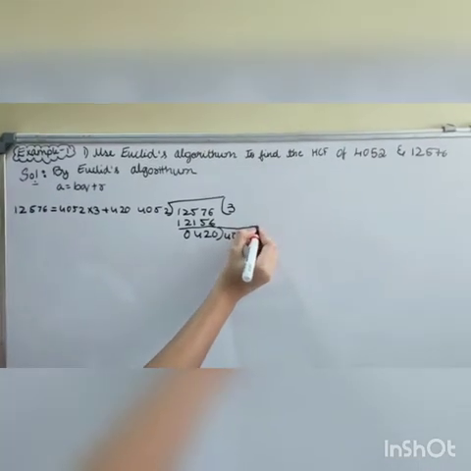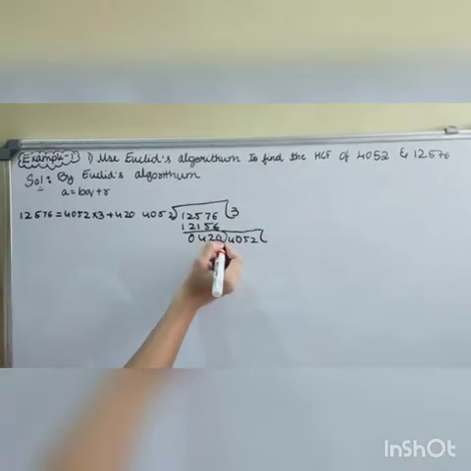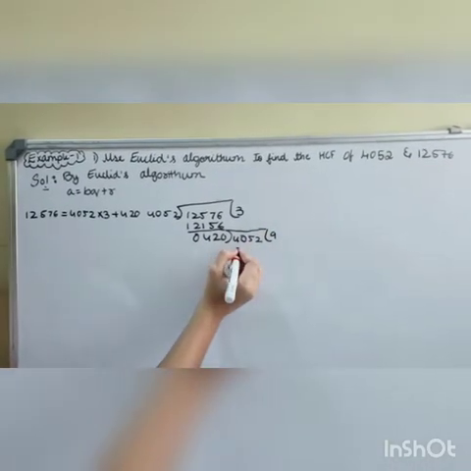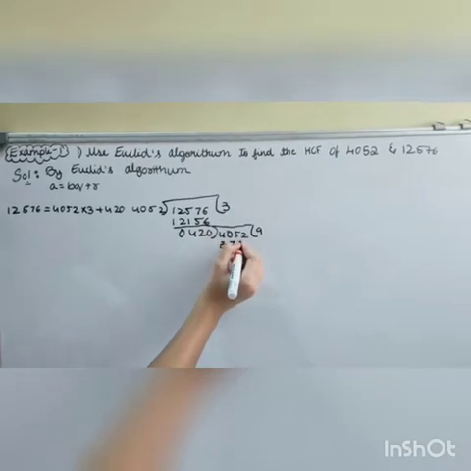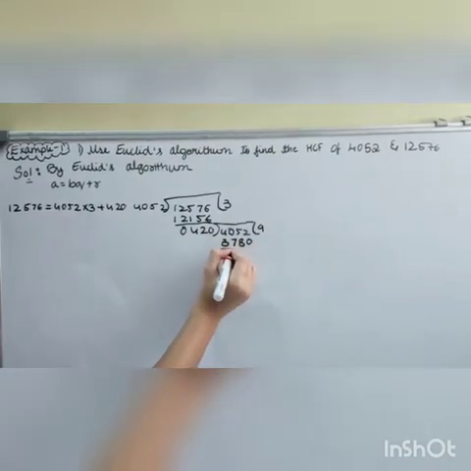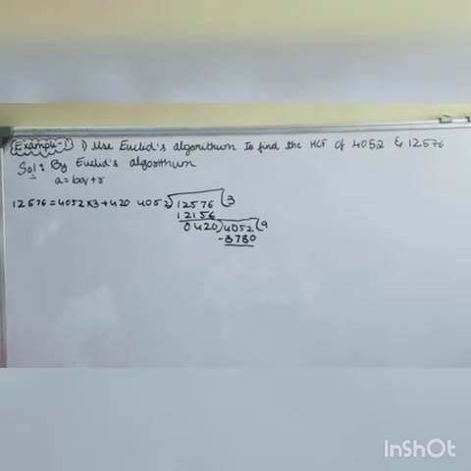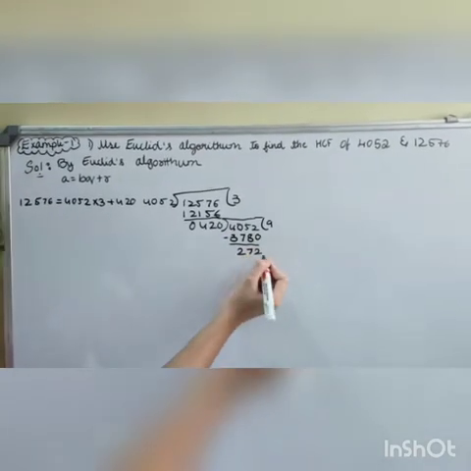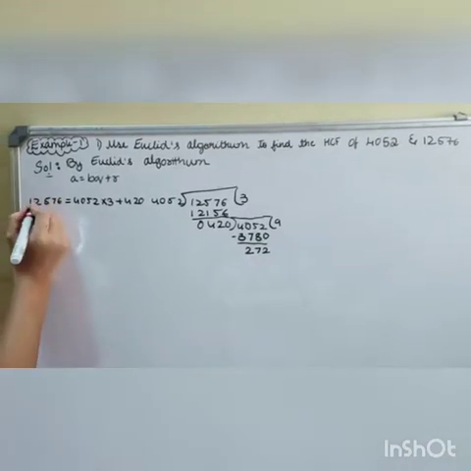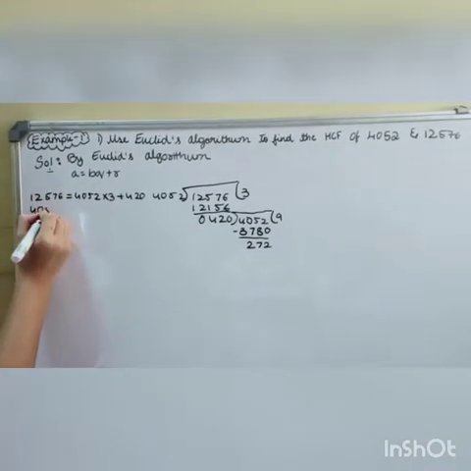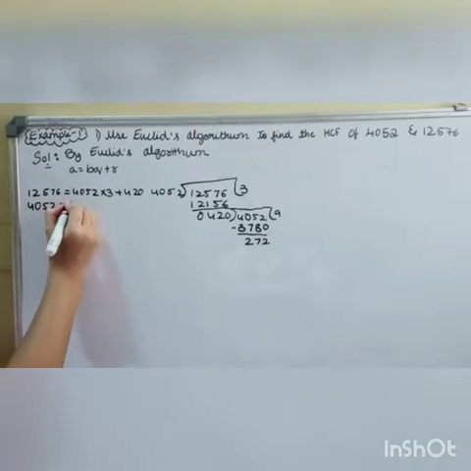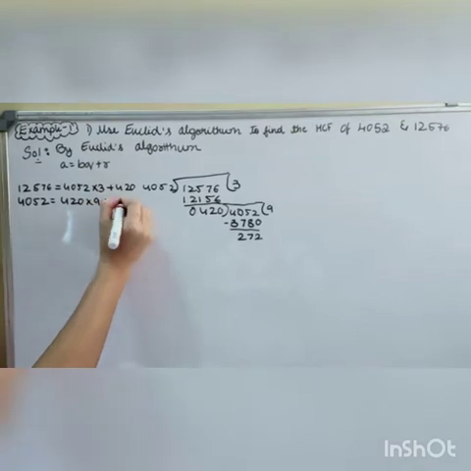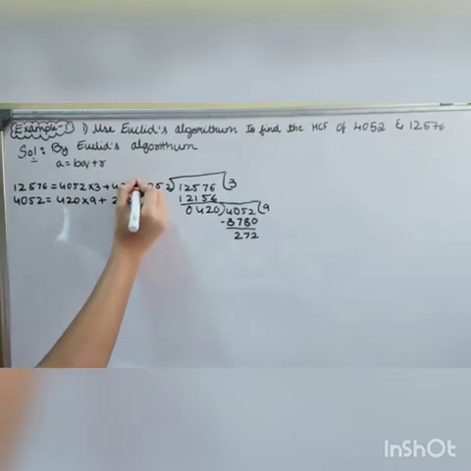Now here 420, I'll multiply it by 9. So we'll get the answer 3780. Now if we subtract this, we'll get the answer 272. So now I'll write 4052 as 420 into 9 plus 272.